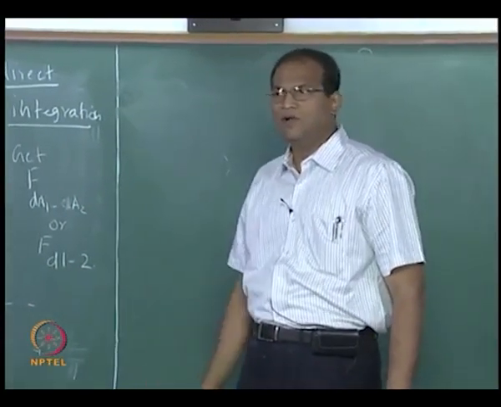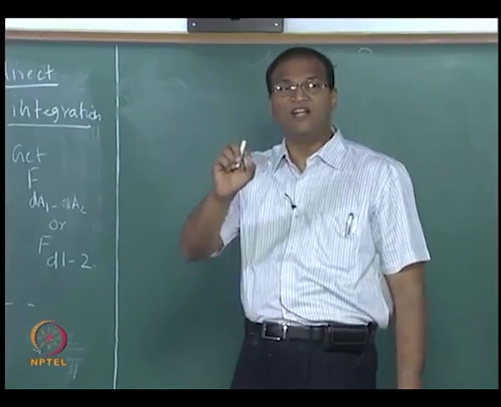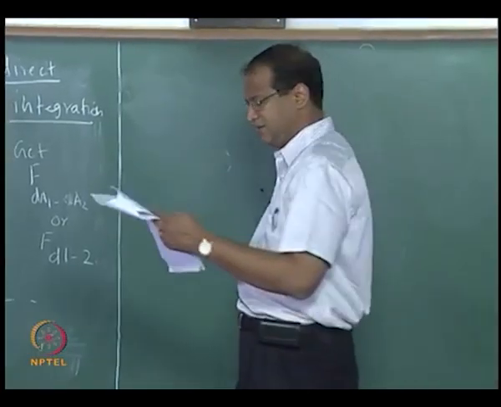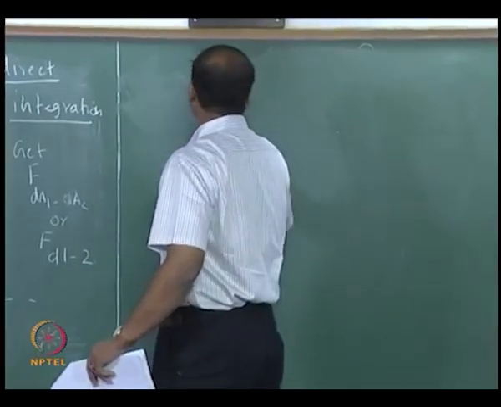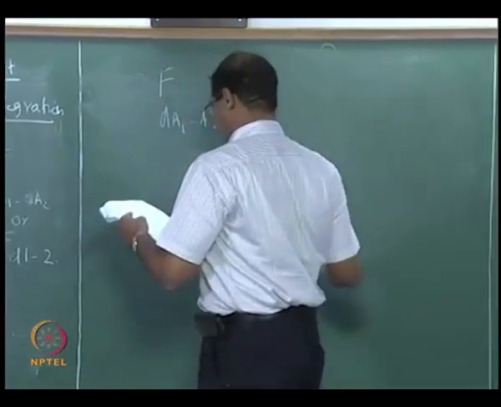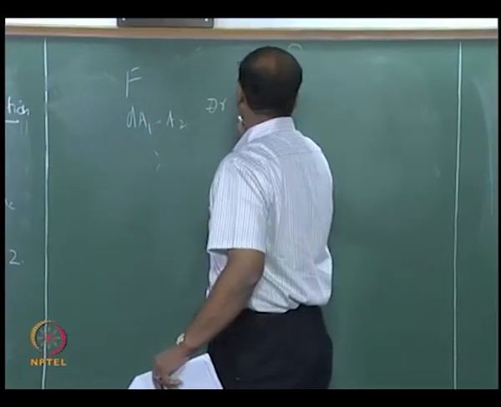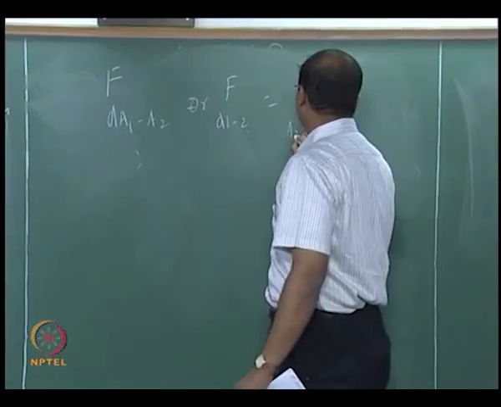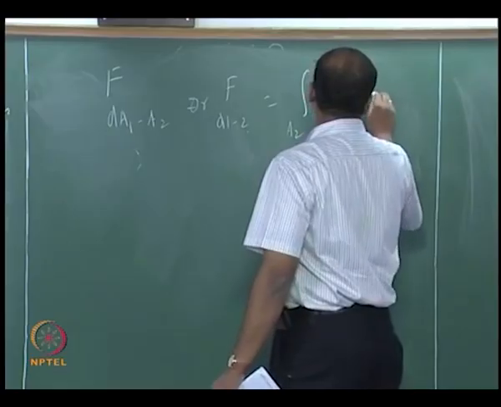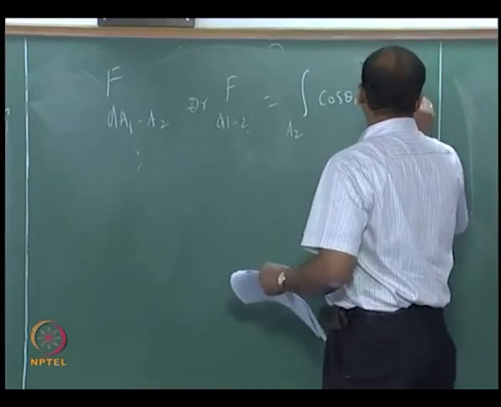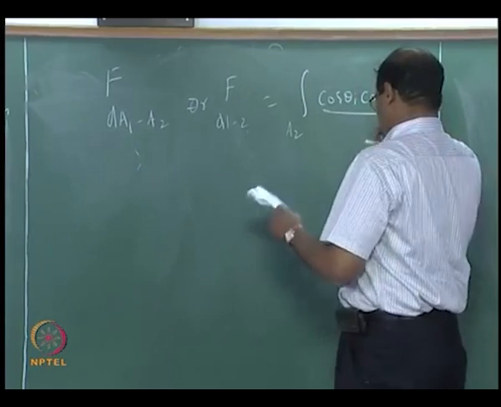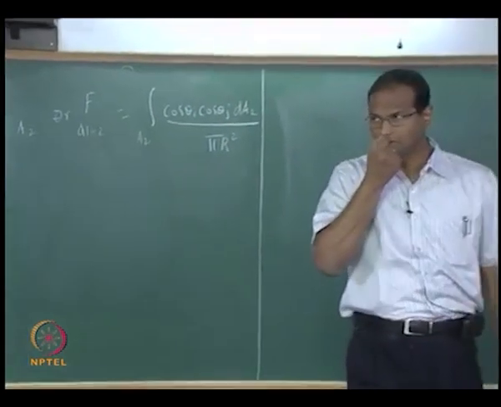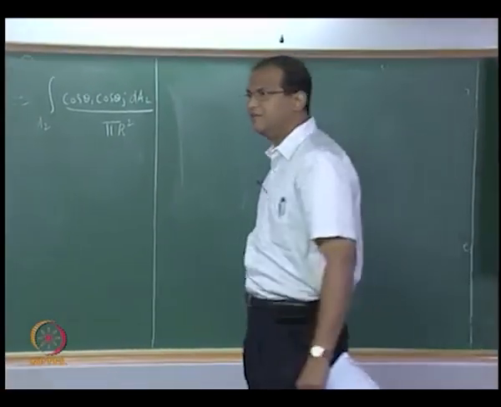A2 I have given. What is the formula for view factor from an infinitesimally small area to a finite area? So, F dA1 to A2 equals integral over A2. Is it correct? Yes, this is what we derived.